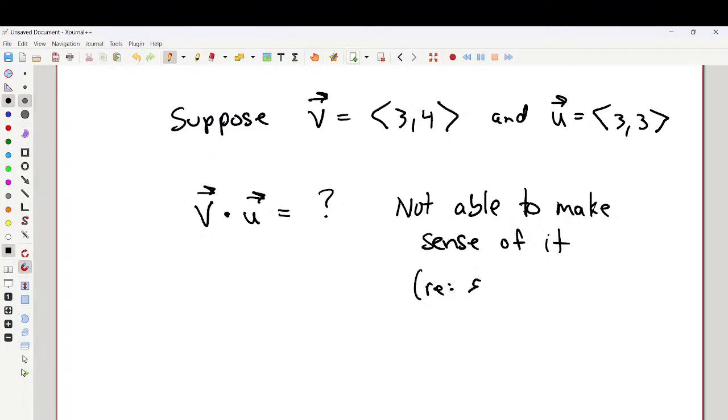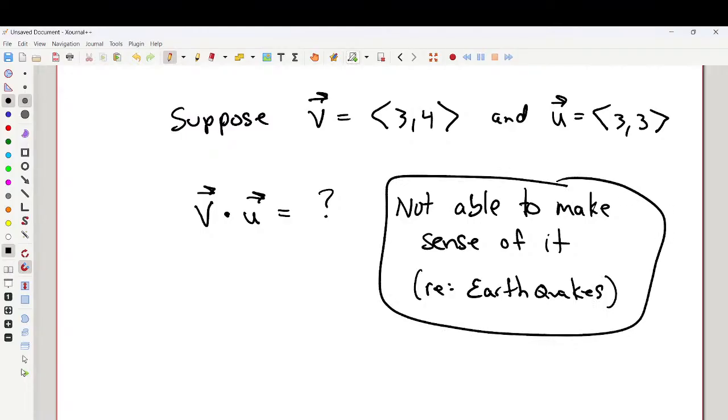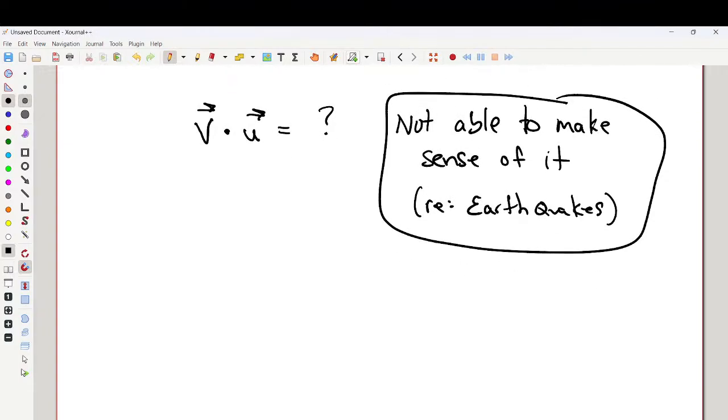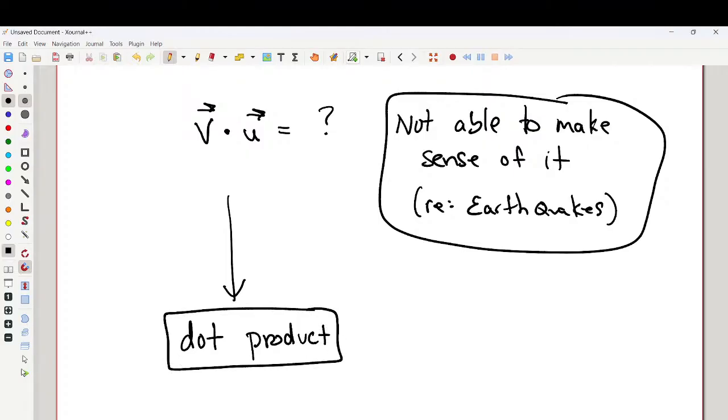In regards to earthquakes. Earthquake times earthquake. This is not scalar multiplication. We call this the dot product, not scalar multiplication. And I'm not able to make sense of it. I'm not kidding.